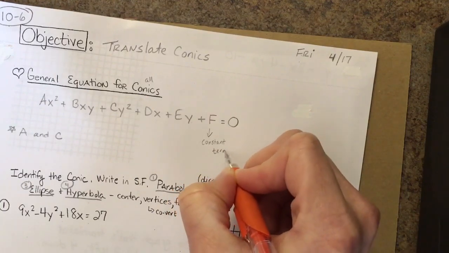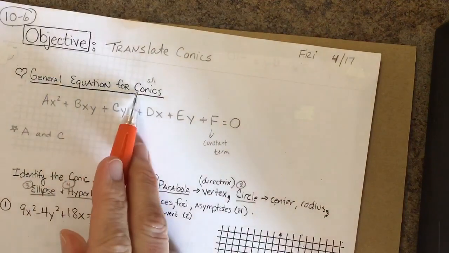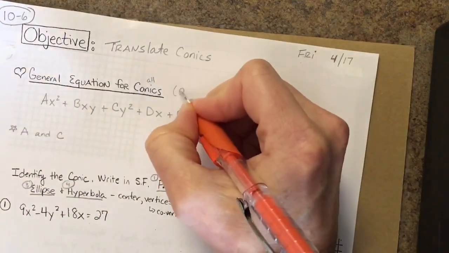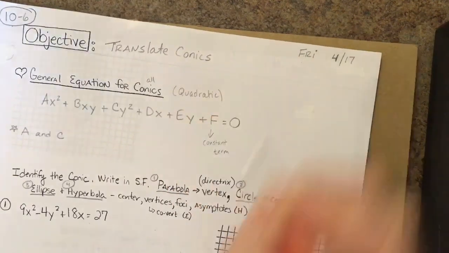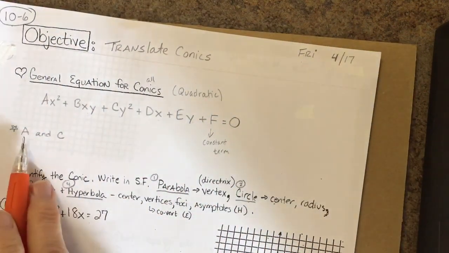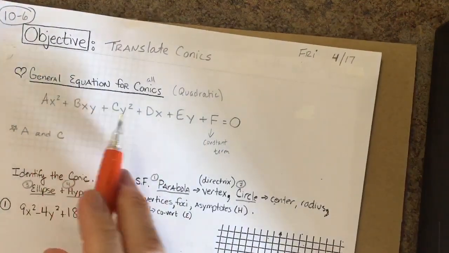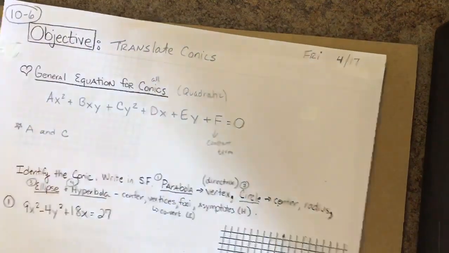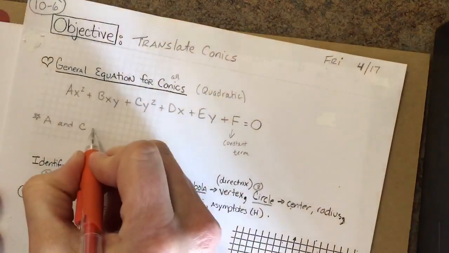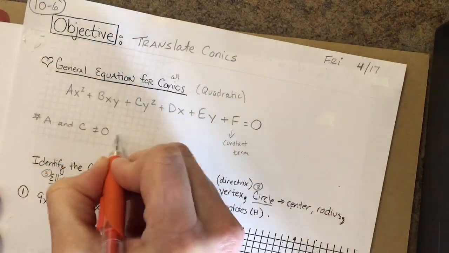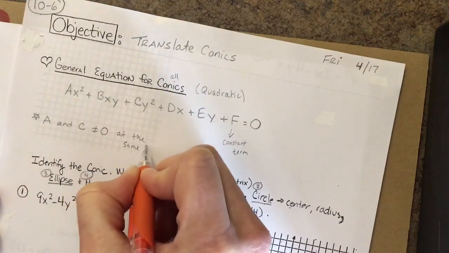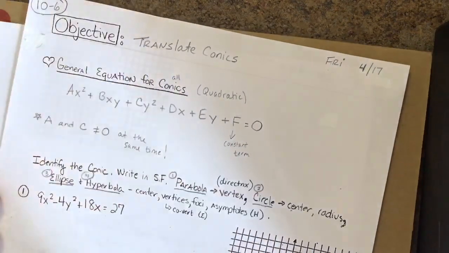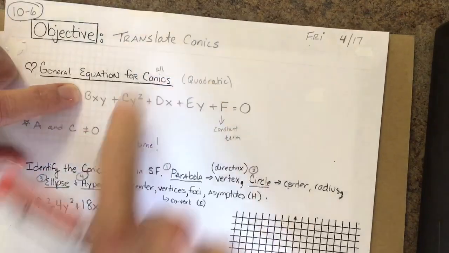Right? Now, in order to be a conic, which is a type of quadratic equation, there's one caveat. A and C, which are numbers, A, B, C, D, E, F are numbers, x and y are the variables. A and C are not allowed to be 0 at the same time. Okay? Because if they are, then they would both disappear and you'd have what kind of equation? Not quadratic, just linear.